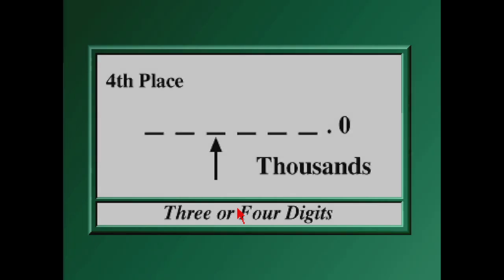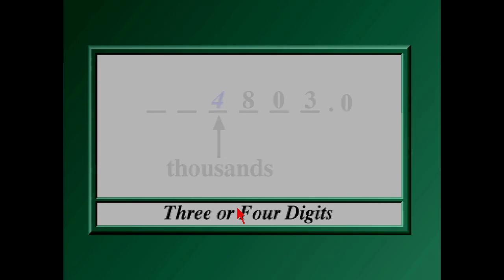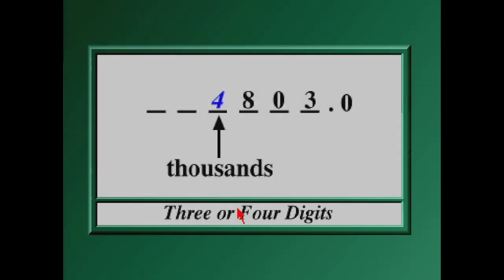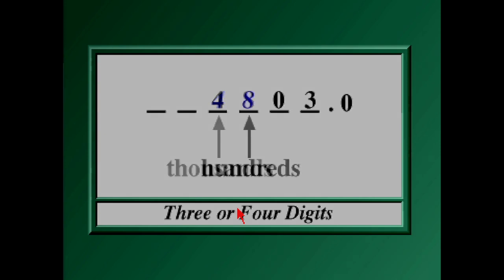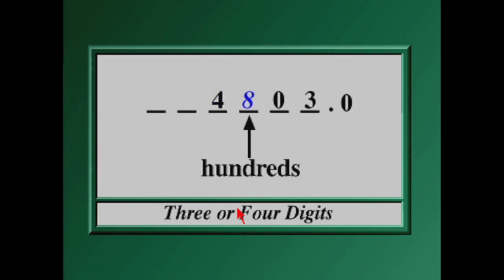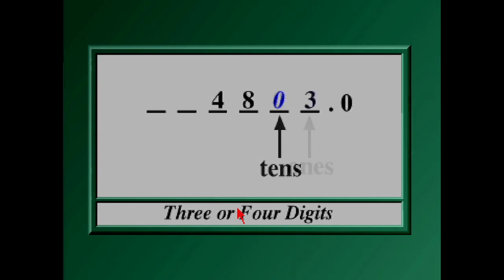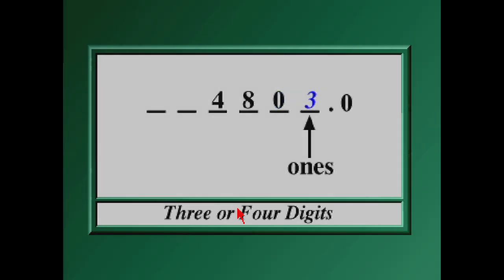The fourth place to the left of the decimal point is called the thousands place. All four-digit numbers will occupy the ones, tens, hundreds, and thousands places. For example, the number 4,803 is represented with the symbol for 4 in the thousands place, the symbol for 8 in the hundreds place. There is no value in the tens place, so the symbol for 0, the placeholder, is used, and the symbol for 3 in the ones place.